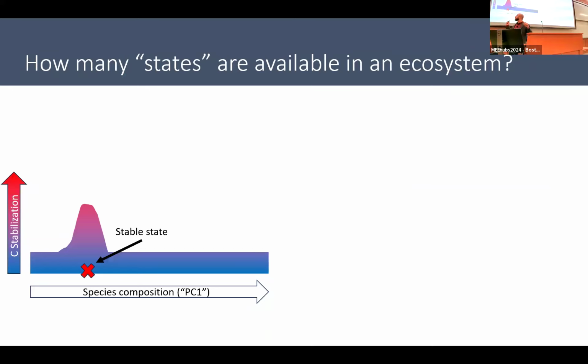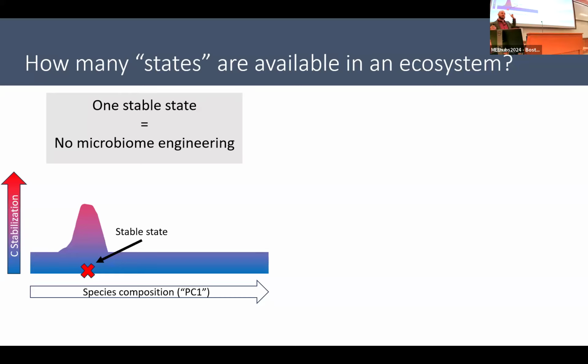So in this cartoon over here on the left, we can think of this x-axis as like our PC1 in species space. So as we move around on this x-axis, imagine that we're going through different microbial communities. And on the y-axis, imagine that we have some function of the community that we're interested in. In this case, maybe it's carbon stabilization. And for different species compositions, we're going to have different amounts of this activity.